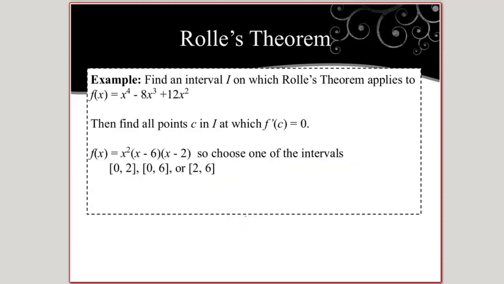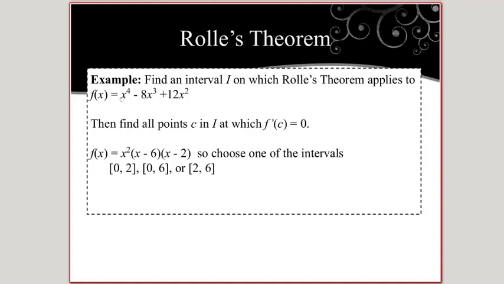Okay, let's find an interval on which Rolle's theorem applies to this function, x to the 4th minus 8x to the 3rd plus 12x squared. So in other words, we want to find some values where f of x equals f of x for any two endpoints of an interval. And the easiest way to do this is, let's set f of x to 0. So then find all the points on the function where the y value is 0.